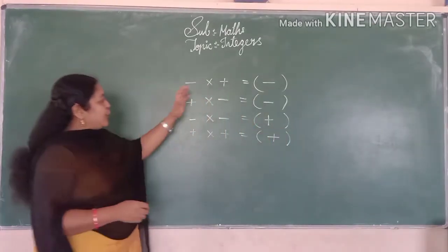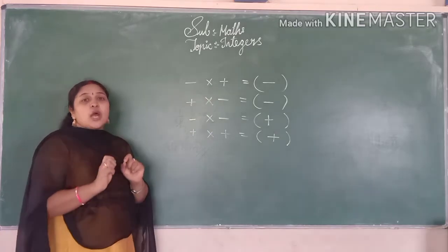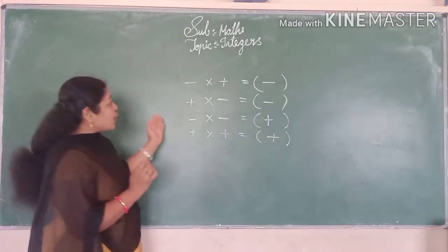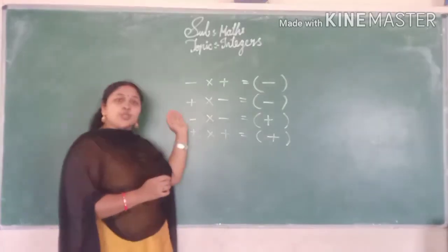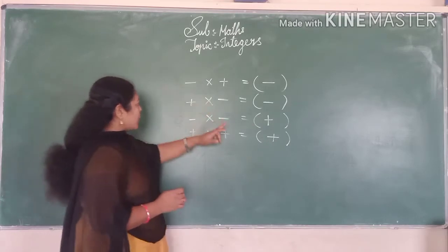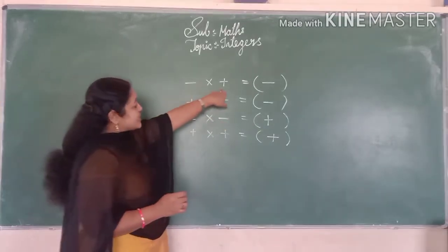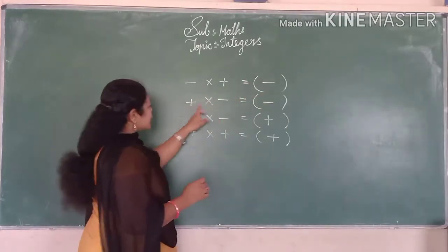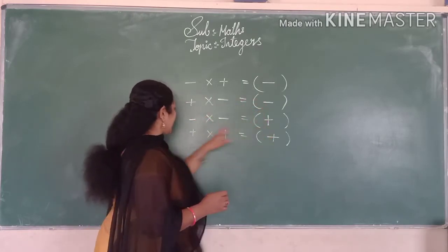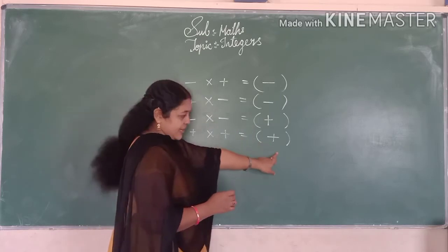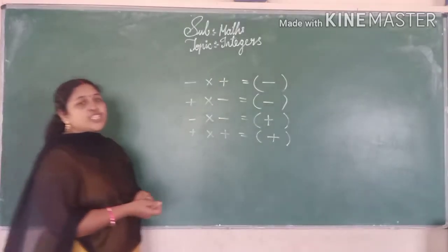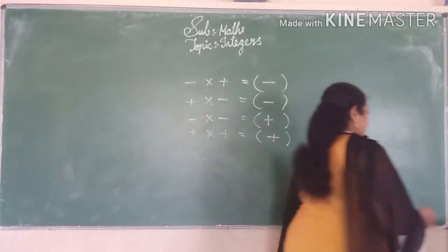I want you to carefully look into it and write it down in one of your books and keep it safe, so that whenever you want a reference, you can turn back and see what it is. So again I will repeat it. Minus into plus is minus. Plus into minus is minus. Minus into minus is plus. And plus into plus is plus. So based on this, we will continue with our addition of integers.